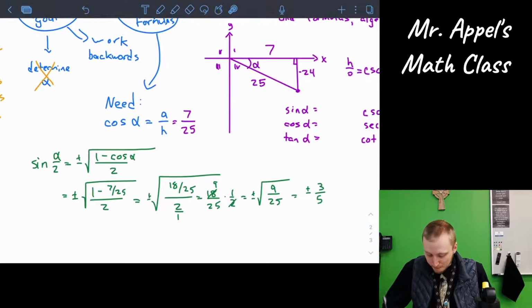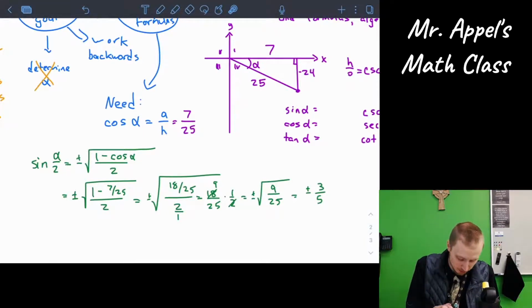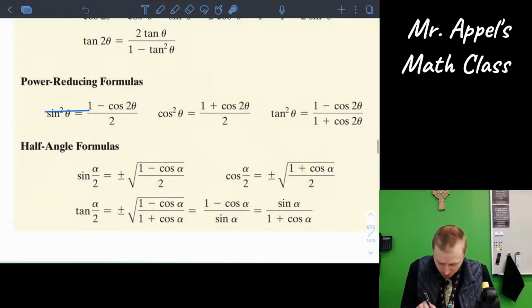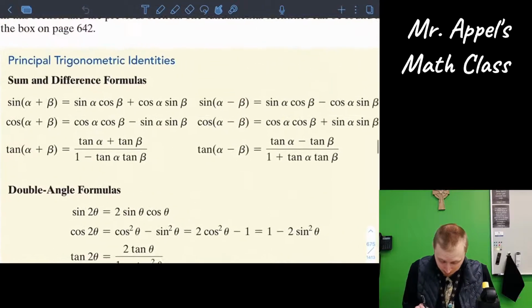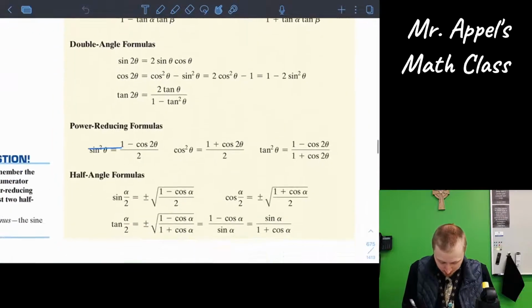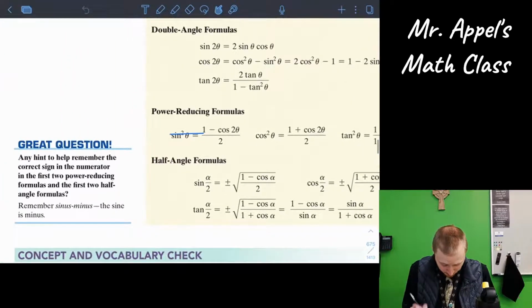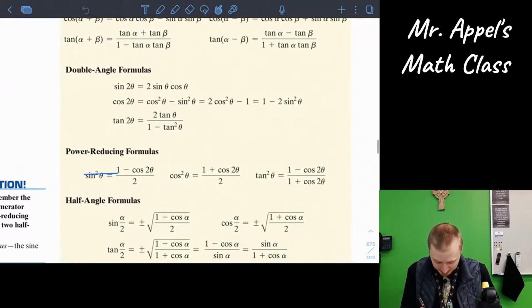Is it plus or is it minus? Which one is it supposed to be? How do we find out? Secret formula cheat sheet. Did you tell me? You didn't. It says remember the correct sign when numerator... sine is minus. I like that, that's good, but that doesn't help me here. That's about which sign goes in the formula. Do I use the plus or do I use the minus?